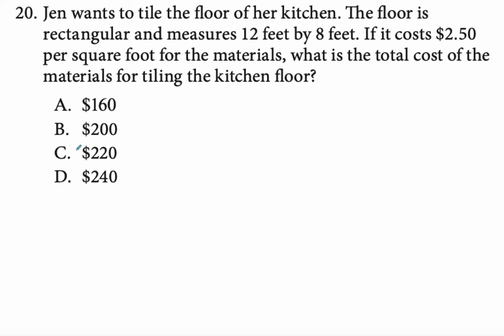Number 20. Jen wants to tile the floor of her kitchen. The floor is rectangular and measures 12 feet by 8 feet. Okay, so if it costs $2.50 per square foot of the material, what is the total cost of the material for tiling? So that means we need to figure out the area first. To get the area, we're going to do 12 multiplied by 8. If you multiply these two, what do we end up getting, guys? We get 96. So 96 is how much it will take us to tile.